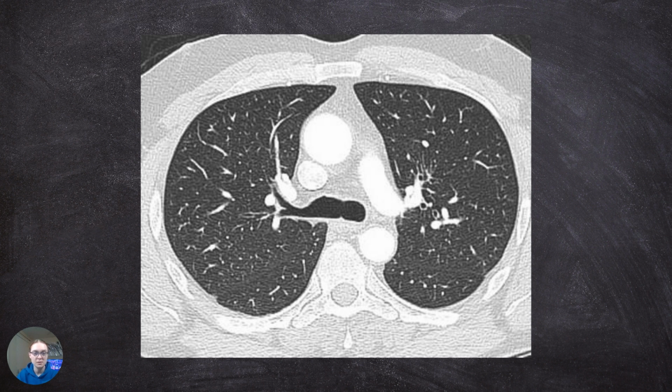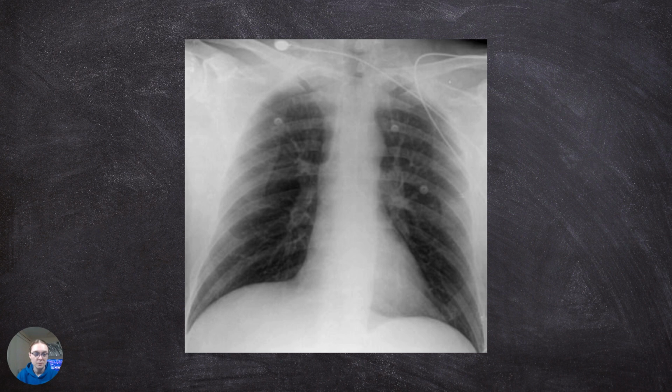So right here is an example of a chest CT, where you can very clearly see that the vasculature is a lot more noticeable, it's thicker, and it's more apparent. And then here is a chest X-ray. You can see a lot of vasculature, especially there in the middle surrounding our cardiac silhouette.